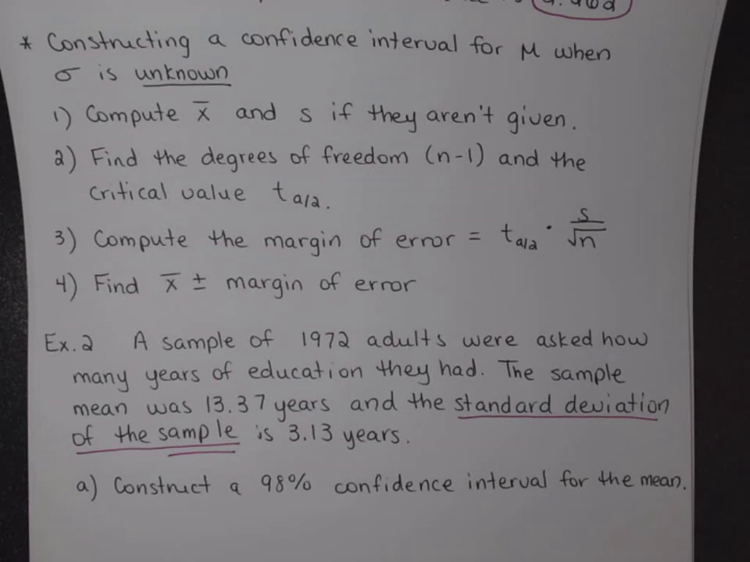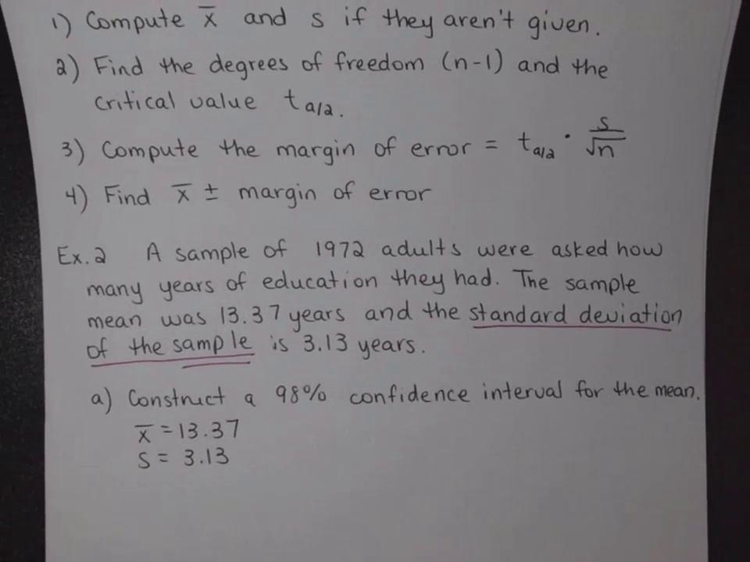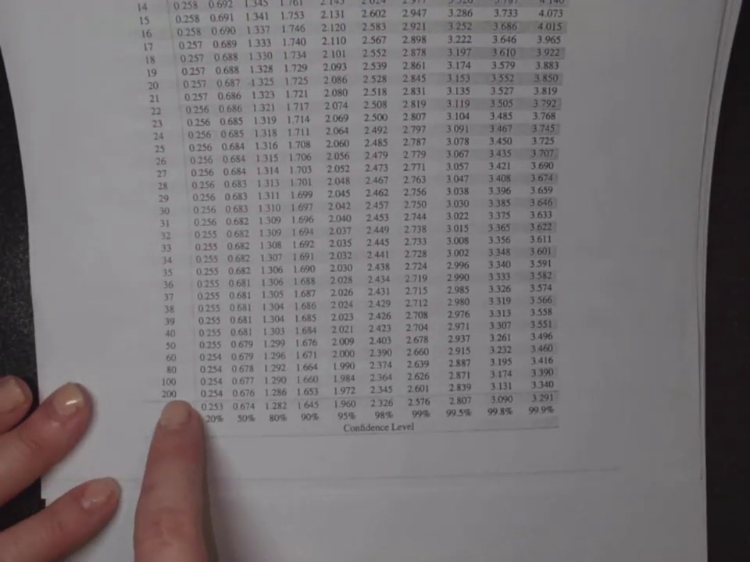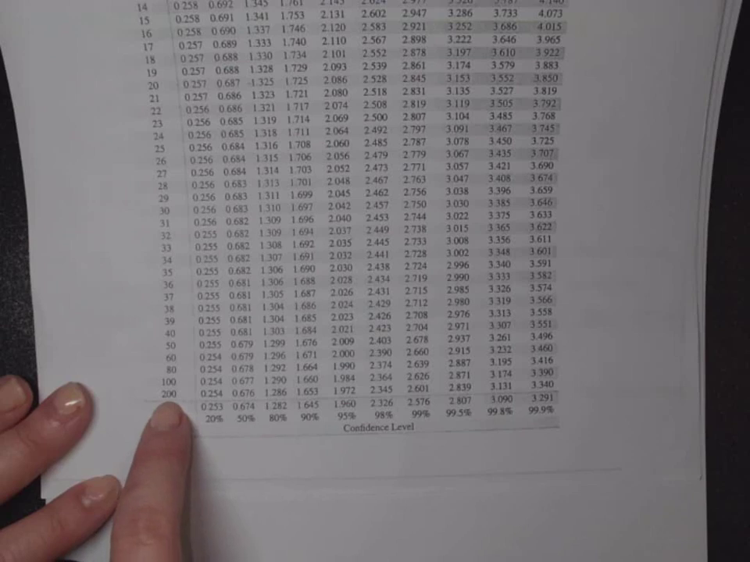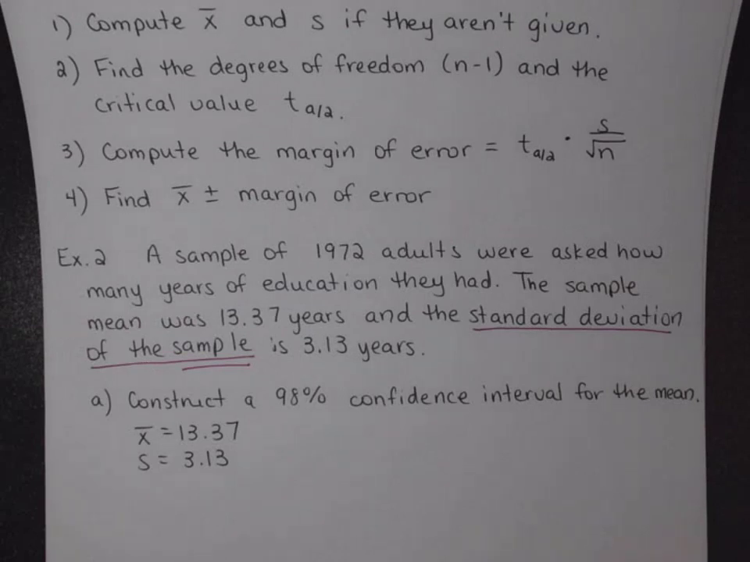Okay, so if we go through our steps, notice some of the stuff we were given, right? x bar is 13.37. s is 3.13. So I don't have to do step 1 because those things were given to me. Notice my degrees of freedom is pretty large. It would be n minus 1, but my chart only goes up to 200. So when it goes up to something bigger than 200, you just use this bottom row. Notice they call that z. In other words, if you're greater than 200, we're going to assume that it's pretty close to the normal distribution.